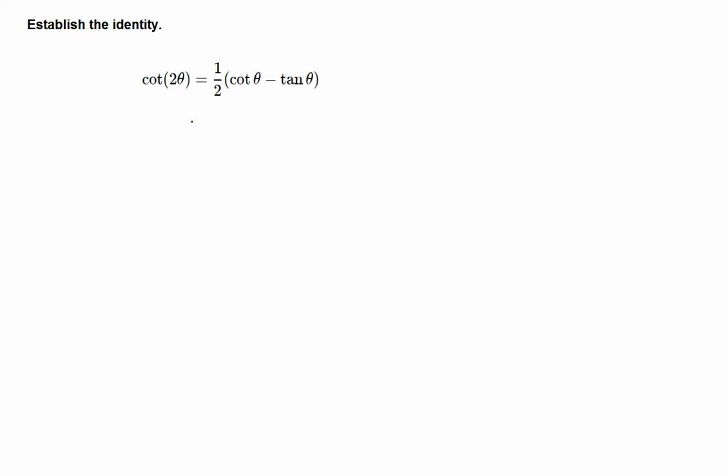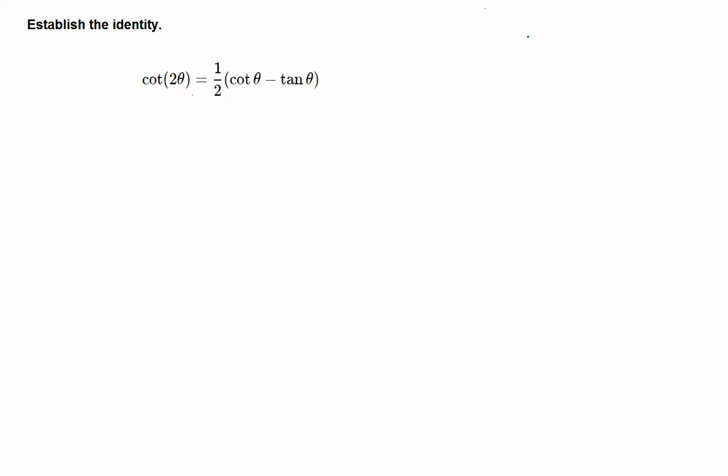Establish the identity cotangent 2 theta equals 1/2 of cotangent theta minus tangent theta. So it's a double angle, and we don't have a direct formula for cotangent 2 theta, but we do have a formula for tangent 2 theta, and cotangent is 1 over tangent, the reciprocal of tangent. At the same time, cotangent is the ratio of cosine and sine. So cotangent 2 theta is the same as cosine 2 theta over sine 2 theta.